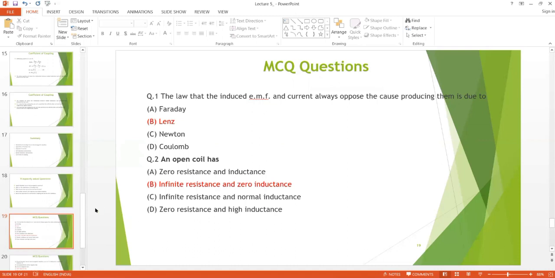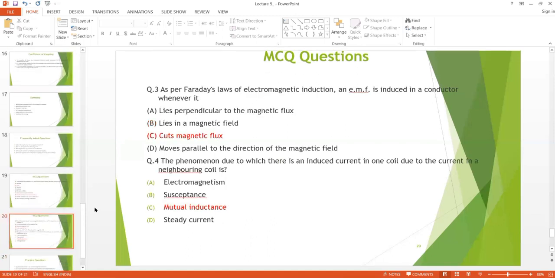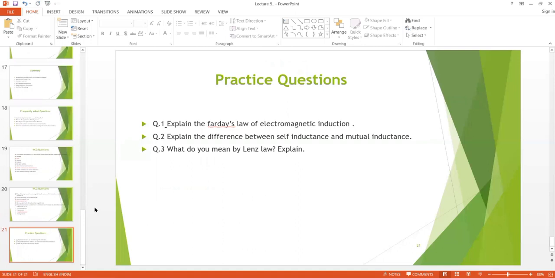Okay. So an open coil means no current would flow, so infinite resistance and zero inductance. As per Faraday's law, EMF is induced in a conductor whenever it cuts a magnetic flux. The phenomenon where there is an induced current in one coil due to another coil is known as mutual inductance. So this is the practice question, which was totally theoretical. I already told you, so go with Lenz's law, self-inductance, mutual inductance, and Faraday's law of electromagnetic induction.